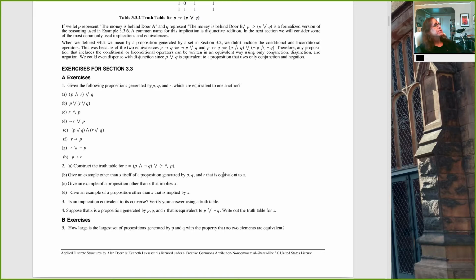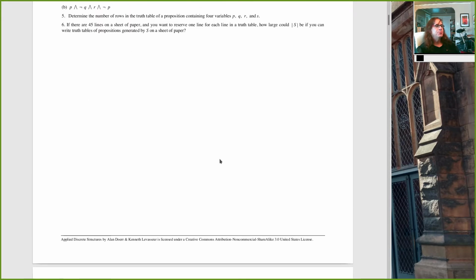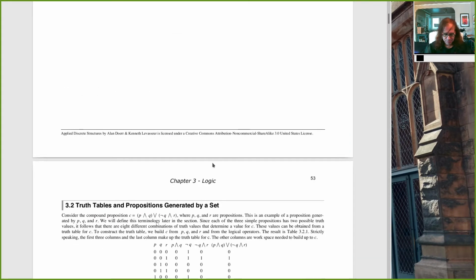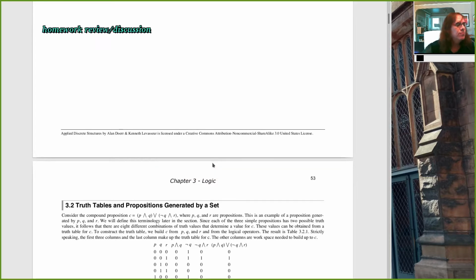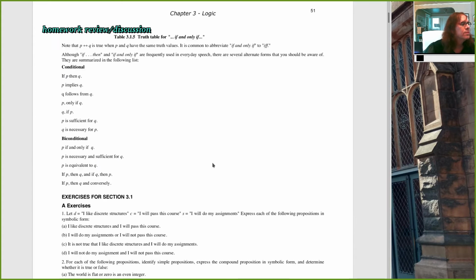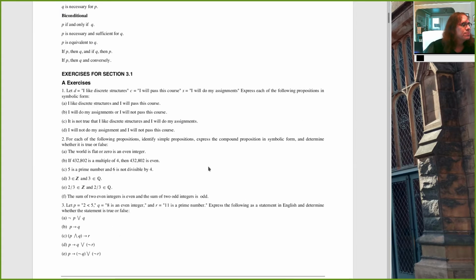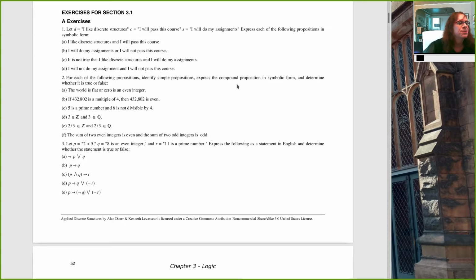All right, and then 3.1, number 2, let's take a look at that. So 3.1, number 2 says for each of the following propositions, identify simple propositions, express the compound proposition, and determine whether it is true or false. So let me give you an example of doing something like this.